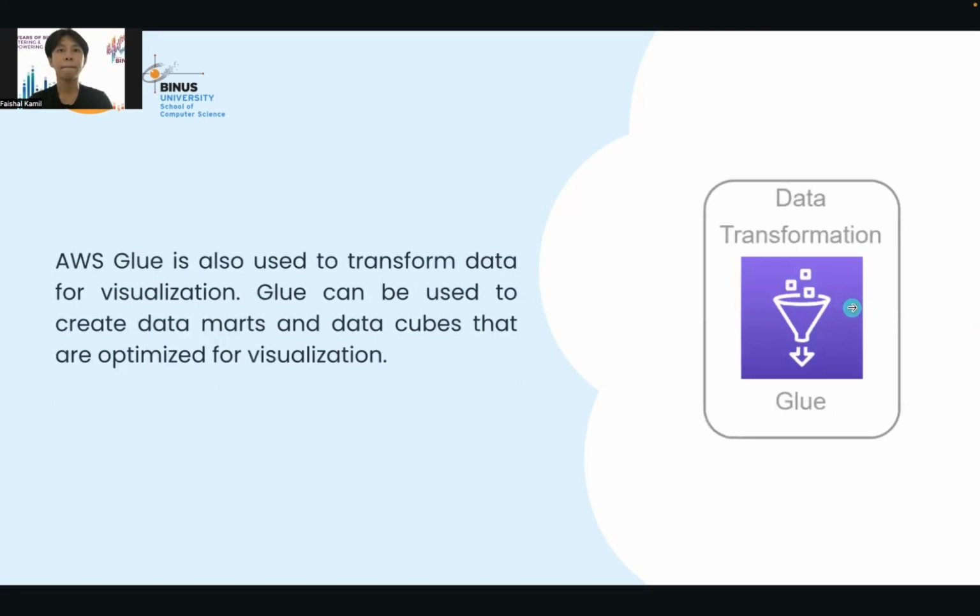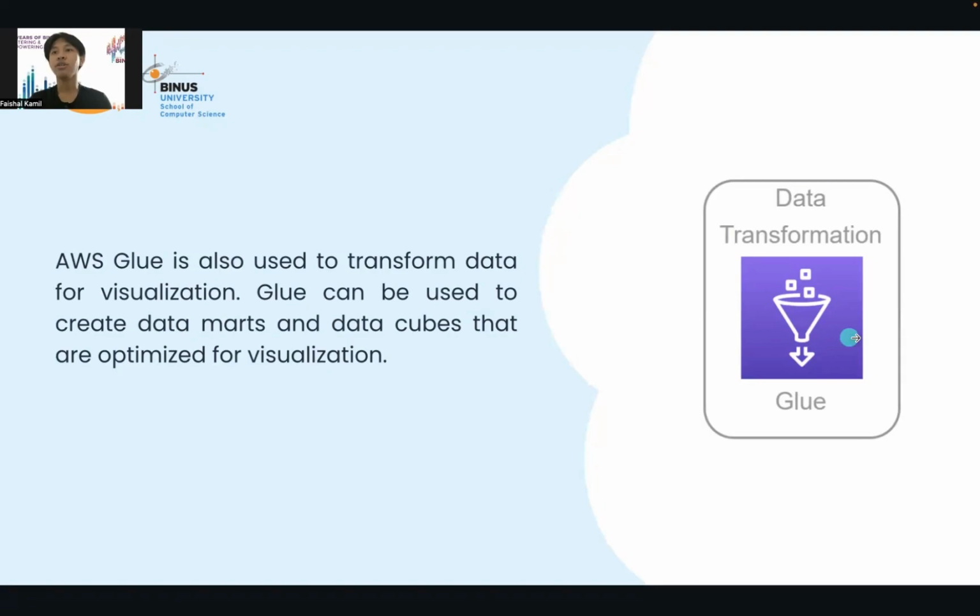The next is data transformation with Glue. AWS Glue is also used to transform data for visualization, and Glue can be used to create data marts and data cubes that are optimized for visualization.